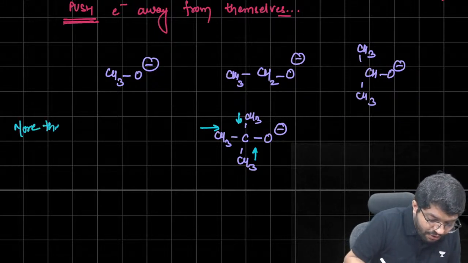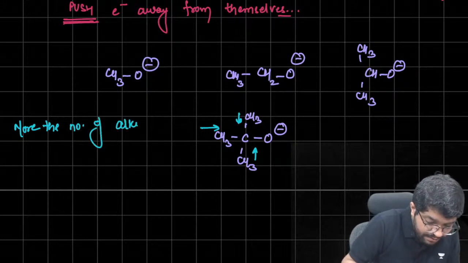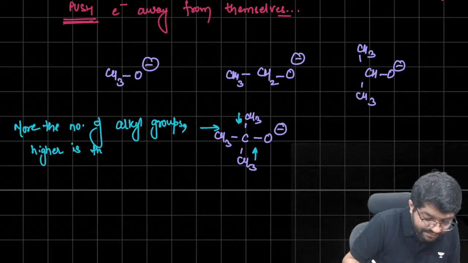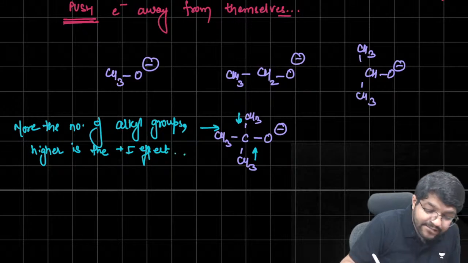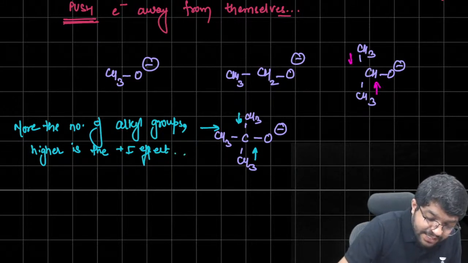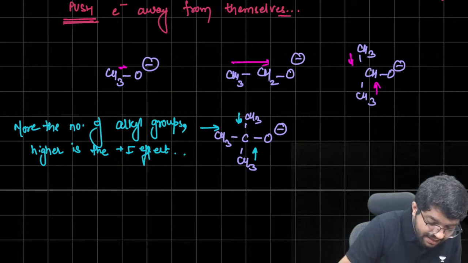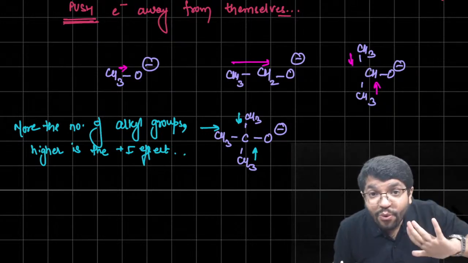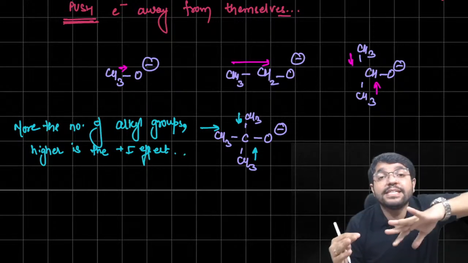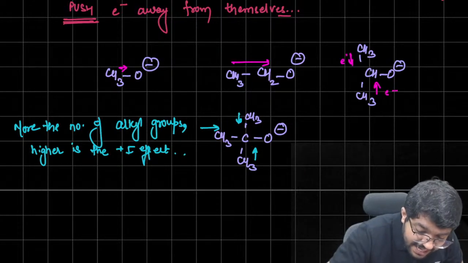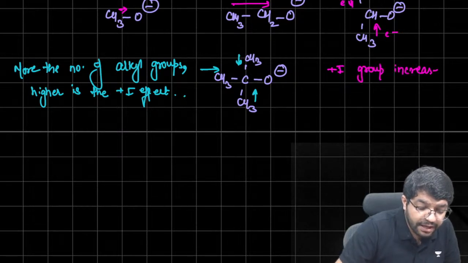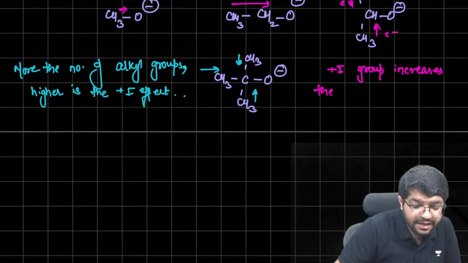The more the number of alkyl groups, the higher is the plus I effect. Plus I effect increases the negative charge on O. Why? Because plus I means electron donation. A plus I group increases the negative charge on O.